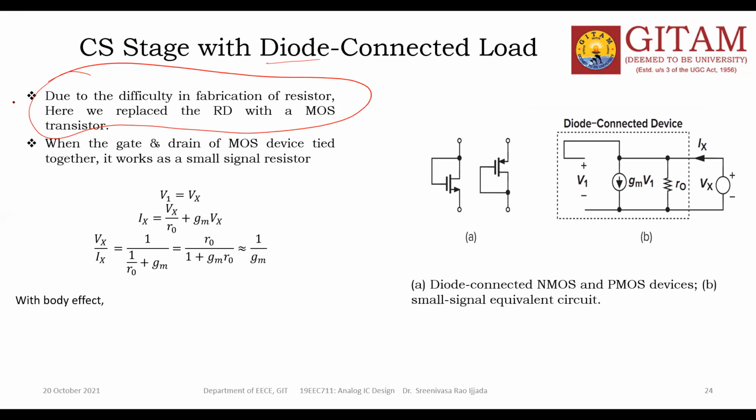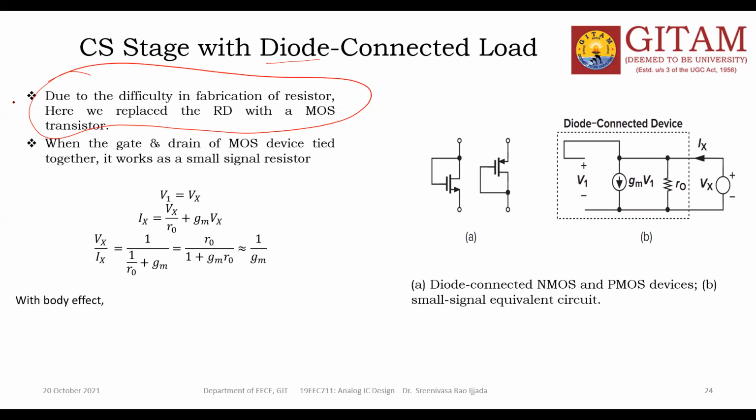Okay, so that is my problem. Due to the difficulty in the fabrication of resistor, here we replace the RD with the MOS. When the gate and drain of a MOS device are tied together, if they are joined together, it acts as a diode.